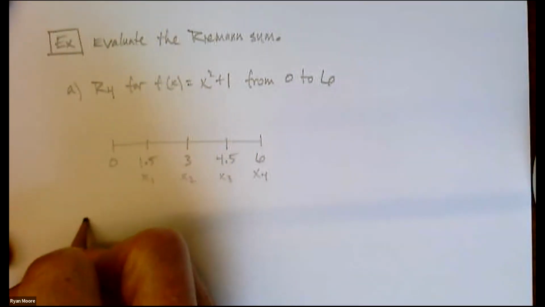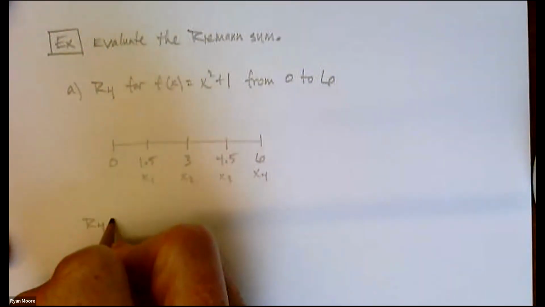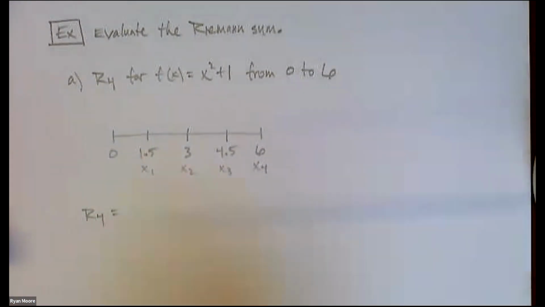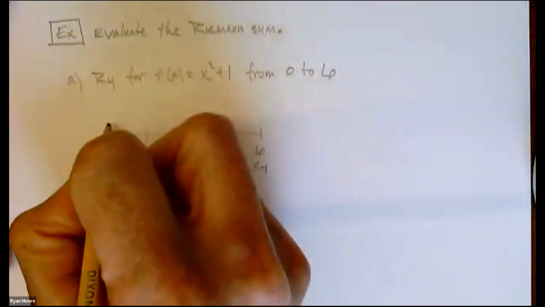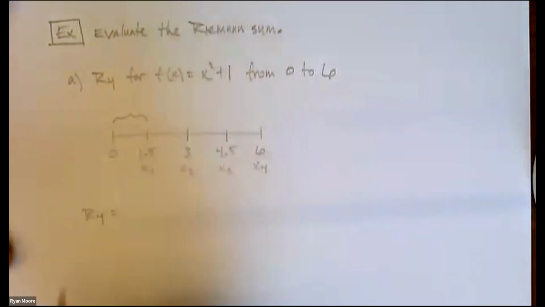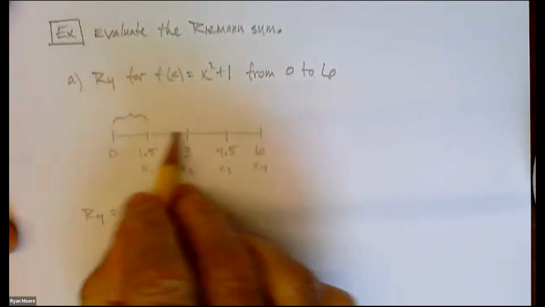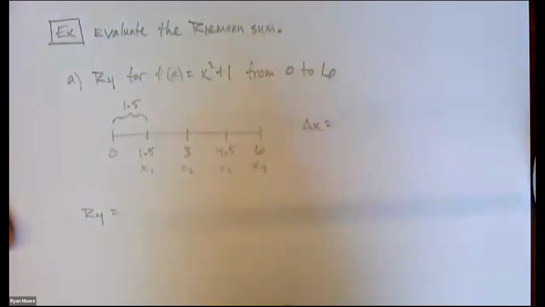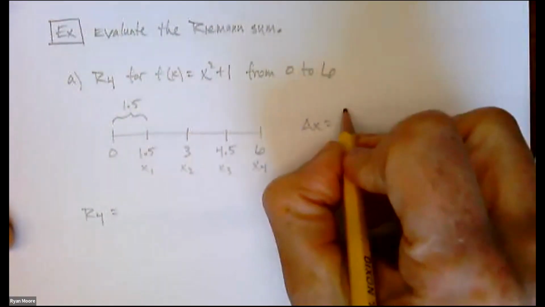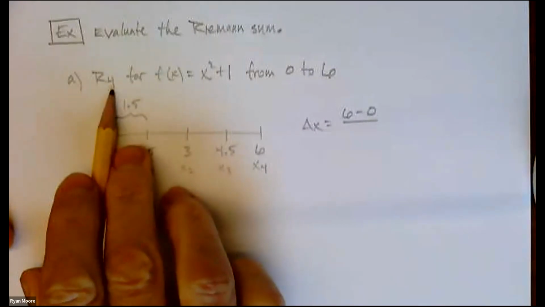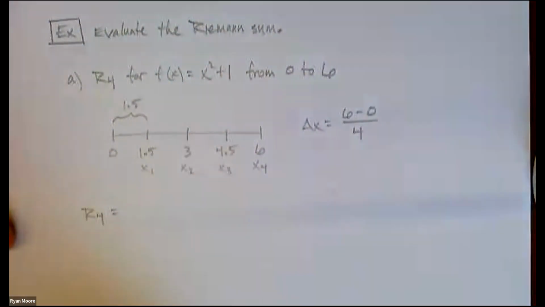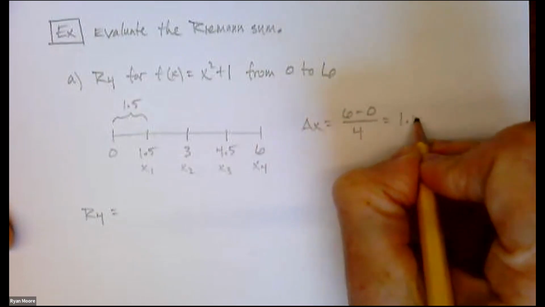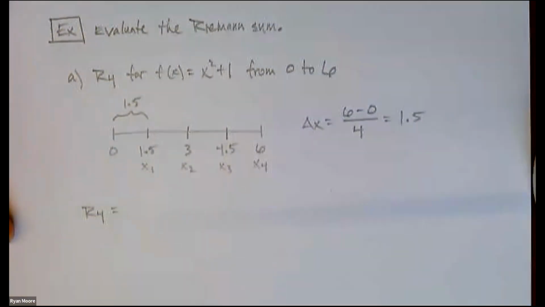So in order to find R4, here's all I've got to do. Oh, I should note, what is delta x? The width of each rectangle is 1.5 here. If you wanted a way to compute delta x, you could take the total distance, here 6 minus 0, and divide it by the number of subintervals. So here 6 divided by 4 is the 1.5, the width of each one.